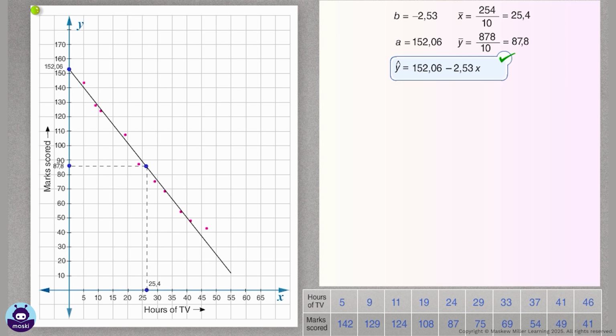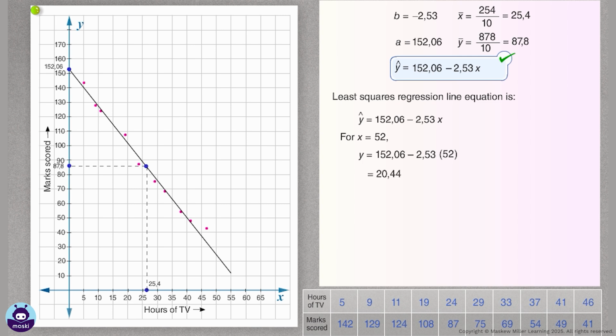For example, we can calculate the marks scored by a learner who watched 52 hours of television per week on an average as follows. Least squares regression line equation is y hat is equal to 152,06 minus 2,53x. For x is equal to 52, y is equal to 152,06 minus 2,53 times 52 is equal to 20,44. The learner would have scored about 20 marks in the exam.